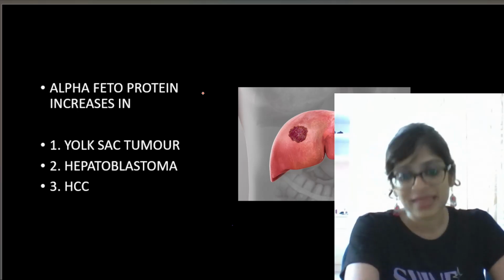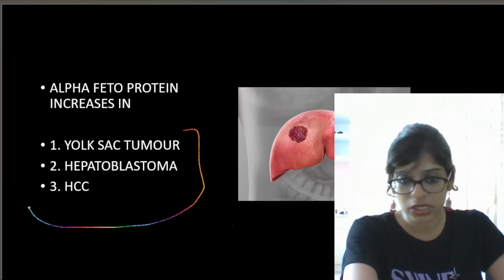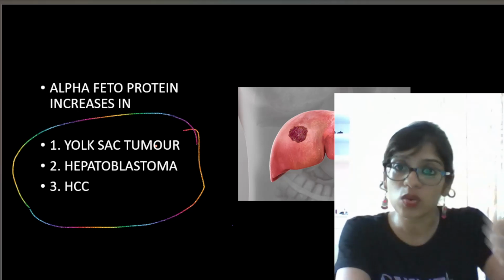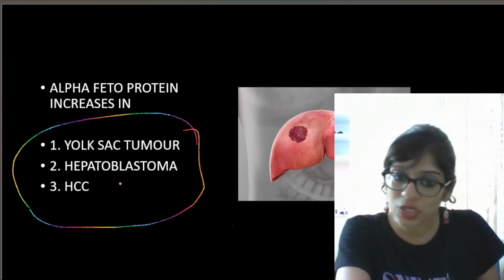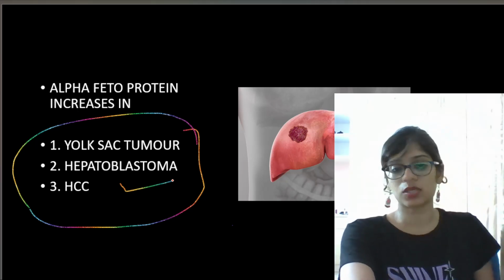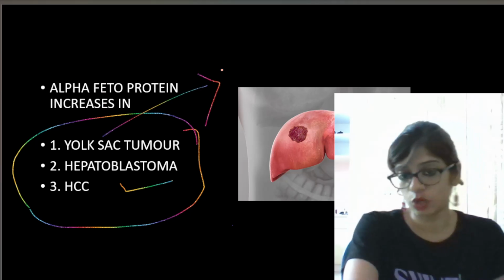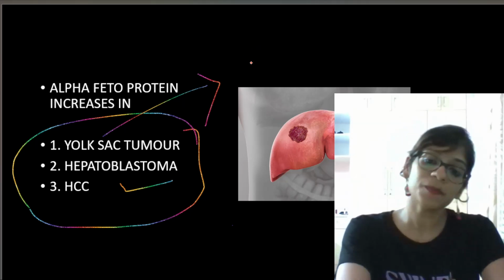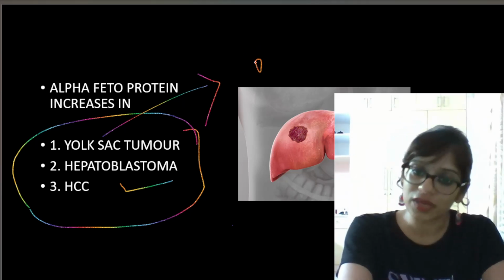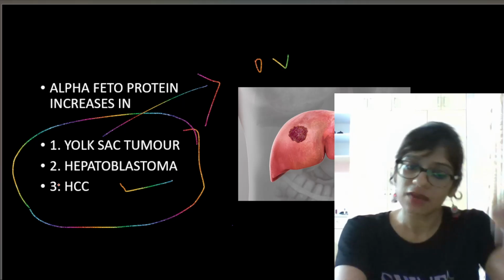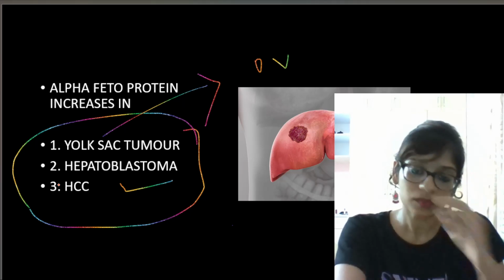AFP rises in these three conditions. These three you should know at least. AFP raised, you will think about yolk sac tumor, hepatoblastoma and hepatocellular carcinoma. See, yolk sac tumor, it is a germ cell tumor, meaning it is a tumor of the ovaries, of the testis. That is yolk sac tumor. So there alpha fetoprotein is going to be high.